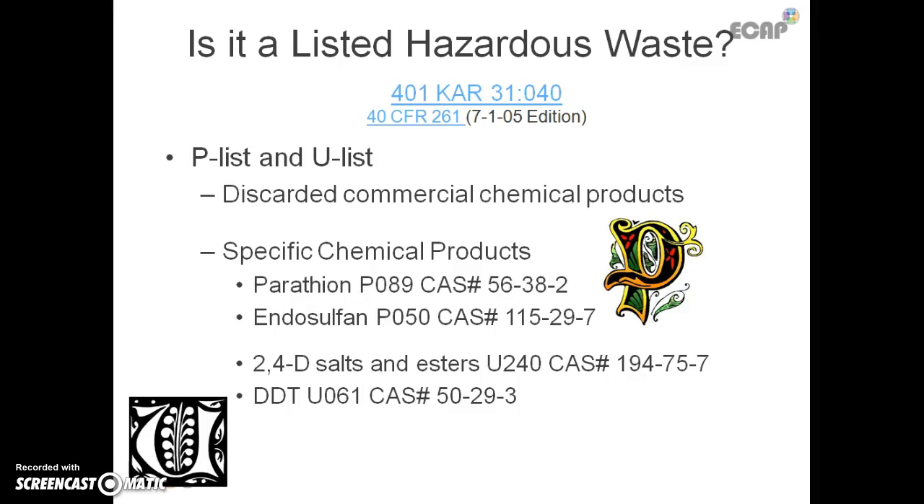The P and U lists identify waste by chemical products and CAS, or Chemical Abstract Service, numbers. These lists include specific commercial chemical products in an unused form. Some pesticides and pharmaceutical products become hazardous waste when discarded. Also, the P-listed wastes, along with specific dioxins, which are F-listed, are acute hazardous wastes. Some of the more common or well-known P and U-listed wastes include parathion, endosulfan, 2,4-D, and DDT.